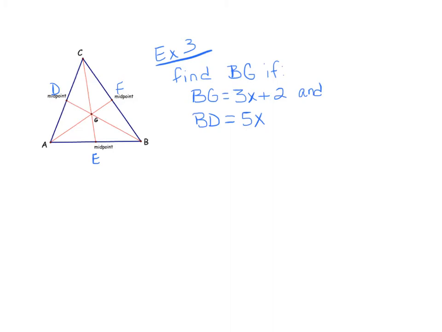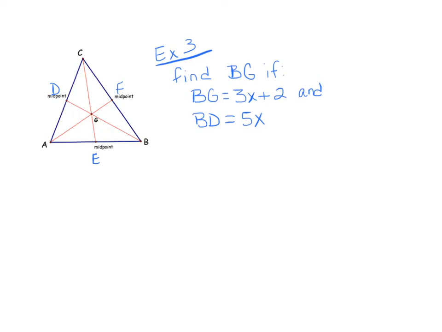Ready for a challenge? Let's look at example 3. Find the length of BG, if BG is equal to 3x plus 2 and BD is equal to 5x. So why don't you take a minute, pause the video, and see if you can figure this out on your own. Welcome back.